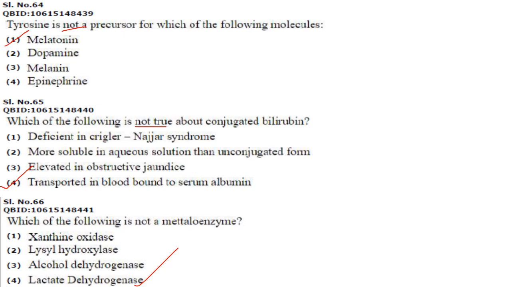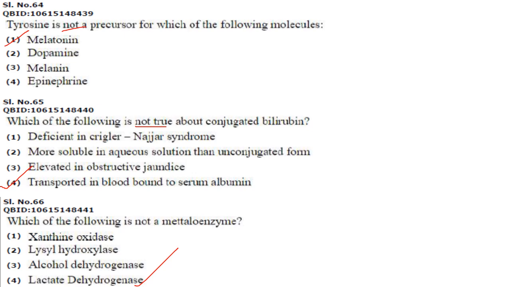Then which of the following is not true about conjugated bilirubin? Deficiency in this conjugated bilirubin results in Crigler-Najjar syndrome. That is correct. More soluble in aqueous solution than unconjugated form. That is also correct. And the conjugated bilirubin is elevated in obstructive jaundice. That is also correct. Transported in blood bound to serum albumin. So that is the incorrect statement. Answer is option 4.